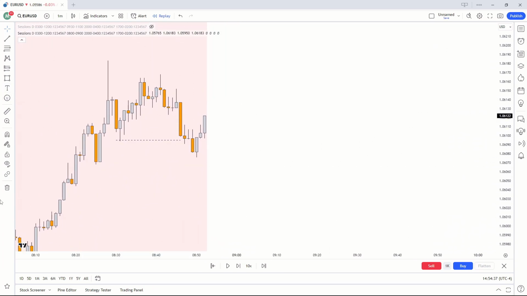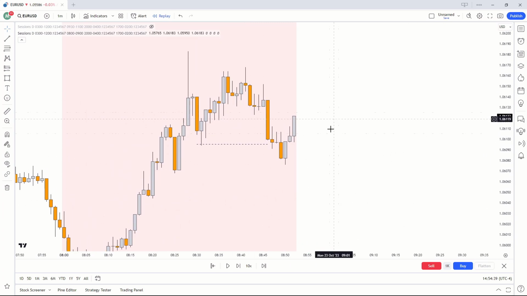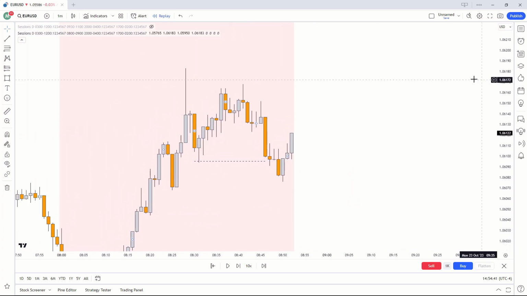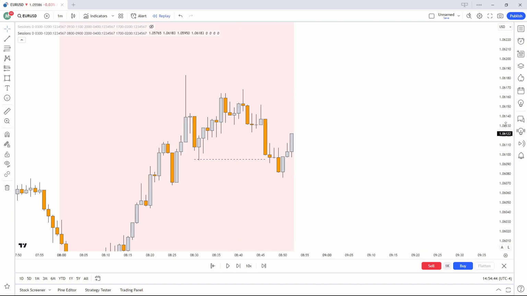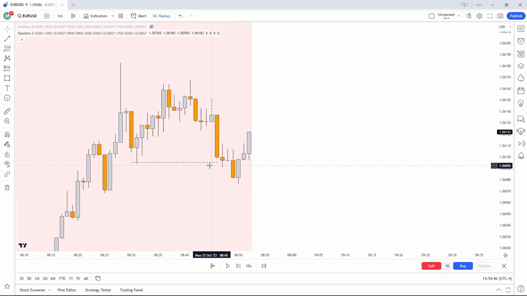Now, I do have a whole video on order blocks. If you guys want to go check that out, it's on my channel. And it shows you how to trade order blocks properly in 2023, as order blocks are quite saturated now and they do not work as they used to. So if you guys are struggling with order blocks, make sure you check out that video.